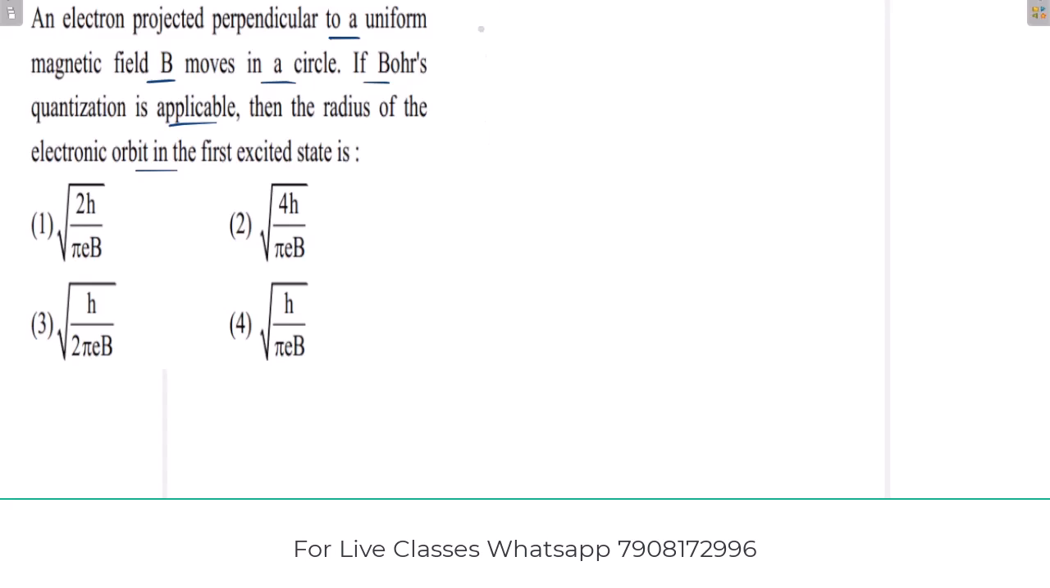Now the electron is moving in a perpendicular direction to the applied magnetic field. That's why it is moving in a circular path. Now if r is the radius of the circular path, then the centripetal force mv²/r is equal to qv × B, that is qvB sin 90°. Sin 90° is 1, and v is the velocity.